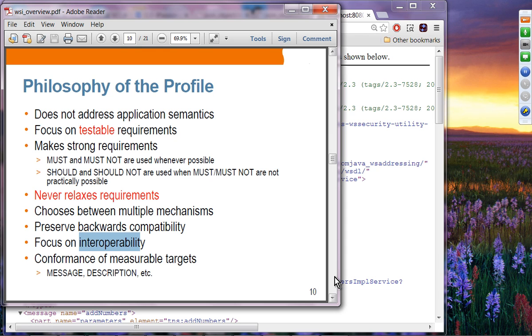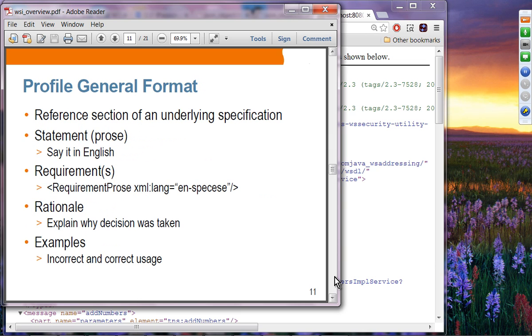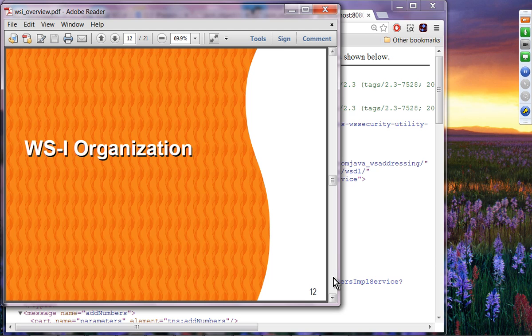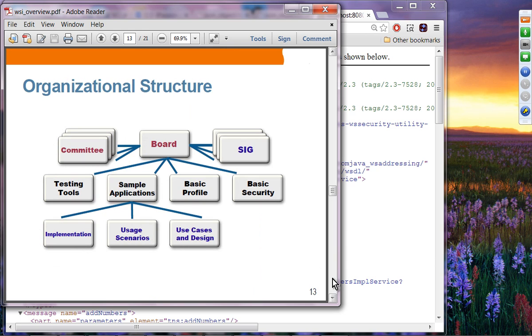So it's just, as long as you understand the basic concepts of the basic profile, that's good enough. Profile general format. If you take a look at the basic profile documentation, it references the section of the underlying specification. It specifies the web services specification we are constraining or providing guidance for, and then it has a bunch of guidelines, I think called rules. Each rule is specified with a statement, requirements, rationale, and in some cases examples.